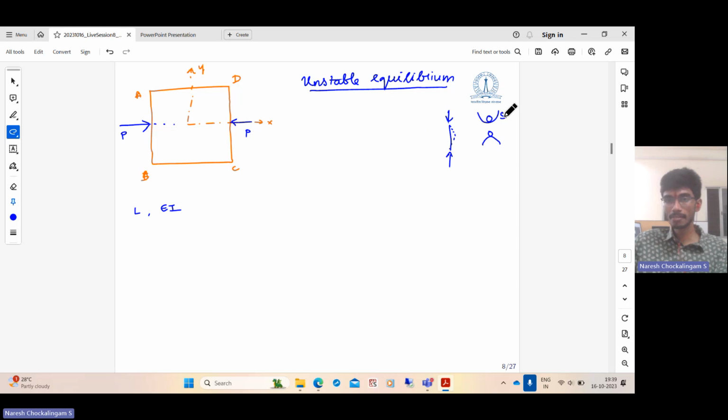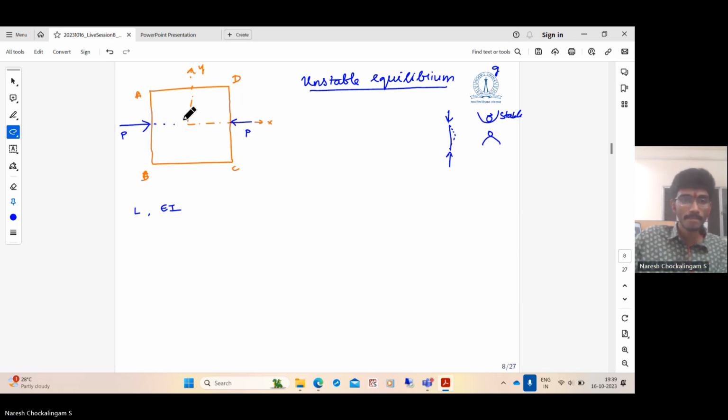This is a stable equilibrium configuration because if you disturb the ball slightly, there will be a resulting acceleration, which is g sine theta or whatever, and that will try to bring the ball back to the original position. But here, if you disturb it slightly, the ball will just run away. In this case, why do we say it is an unstable equilibrium?